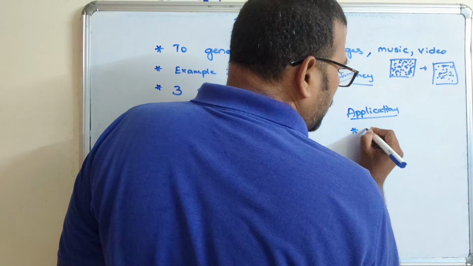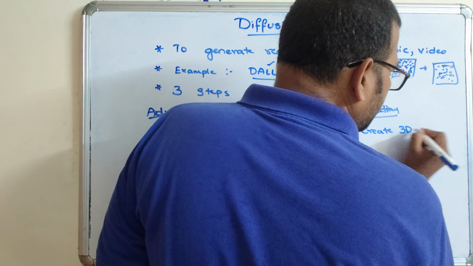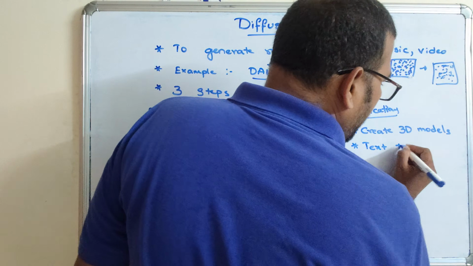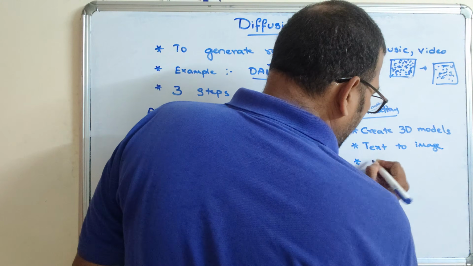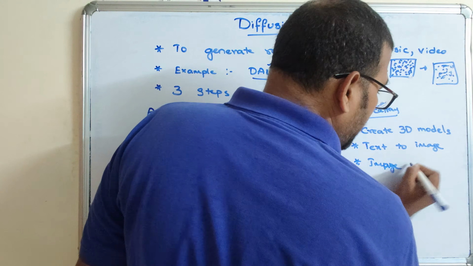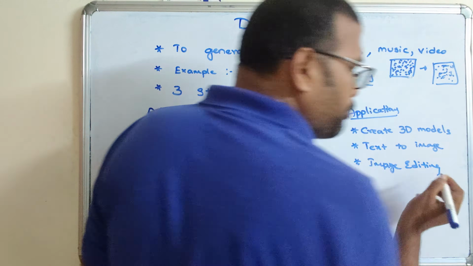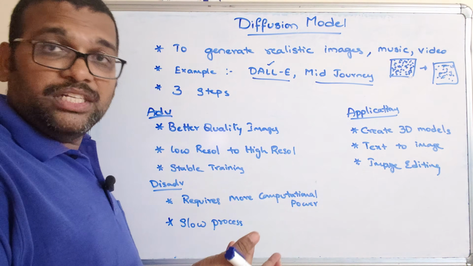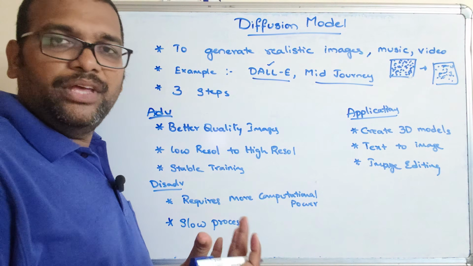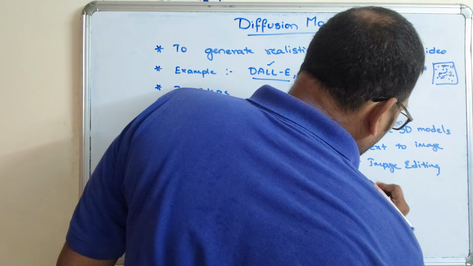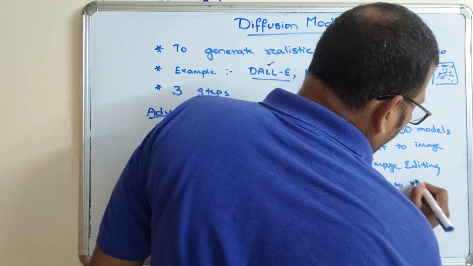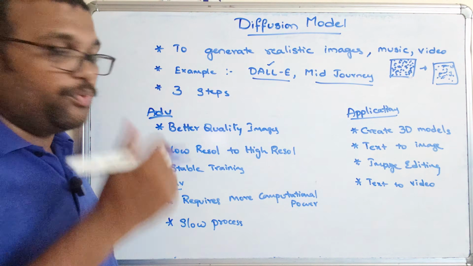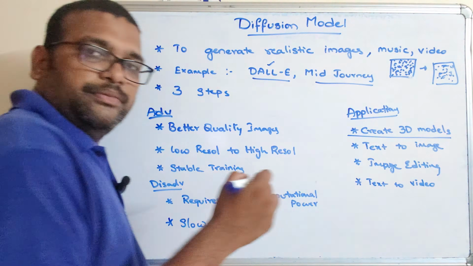And applications. We know there are a lot of applications. One is mainly to create 3D models. Similarly, text to image, and image processing. It will be used for image editing, or image processing, in order to give smoothness to the image, or to change the blurriness of the image. Similarly, text to video, it will also generate videos, animated videos. So all these are the different applications. One major application is creating 3D models.